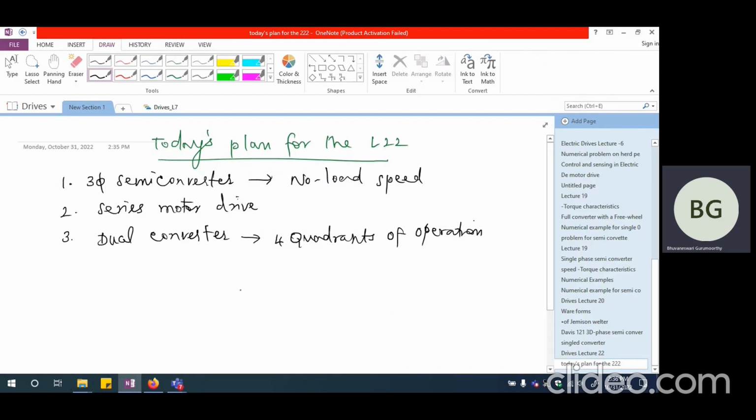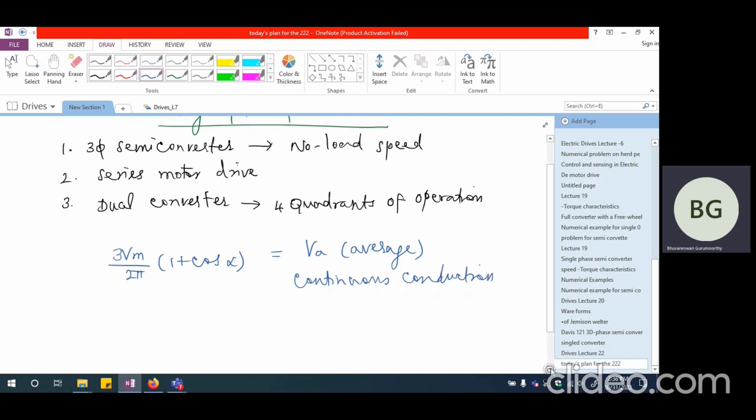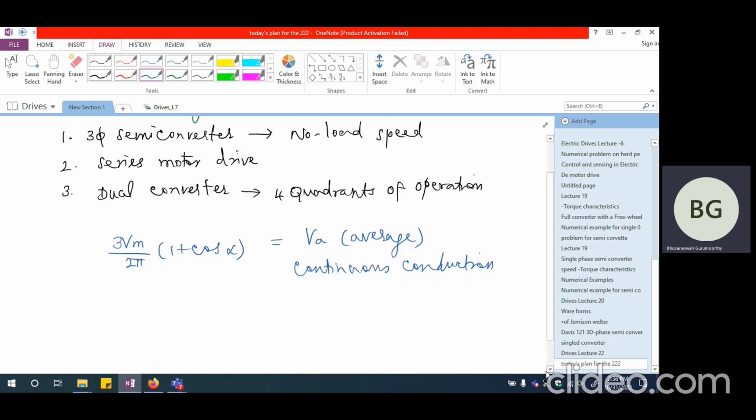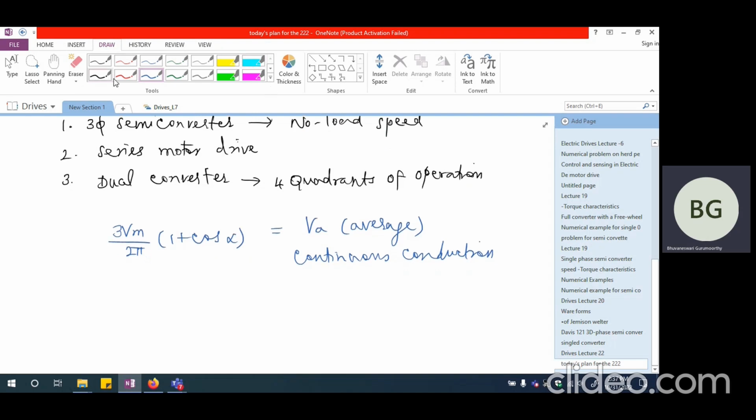So if we look at three-phase semi-converter, we said that was 3Vm divided by 2 pi multiplied by 1 plus cos alpha. This is what was our average armature voltage when continuous conduction is prevailing. And we said that continuous conduction is going to prevail in most of the cases because we have a good amount of voltage coming up for every 60 degrees in a semi-converter case.